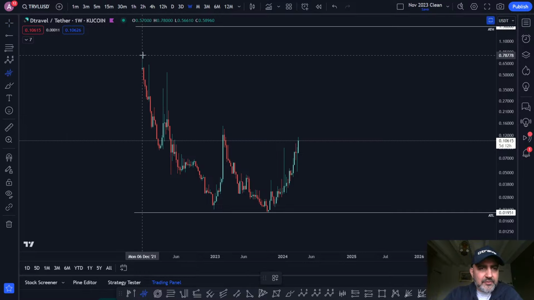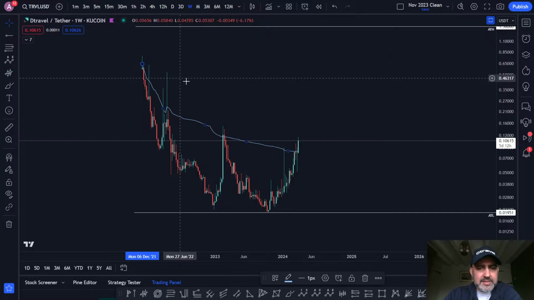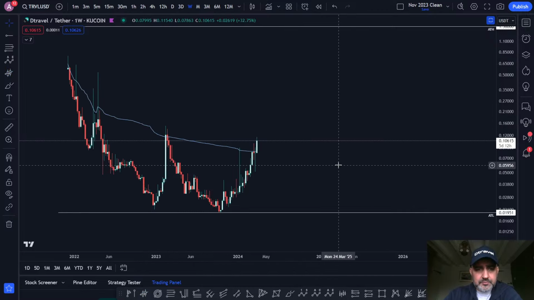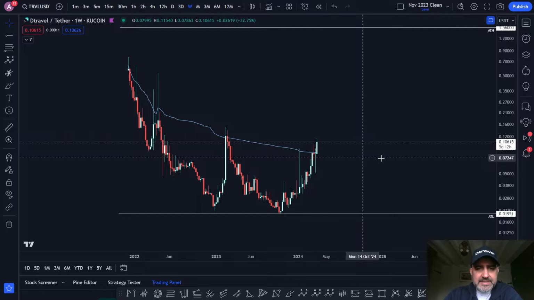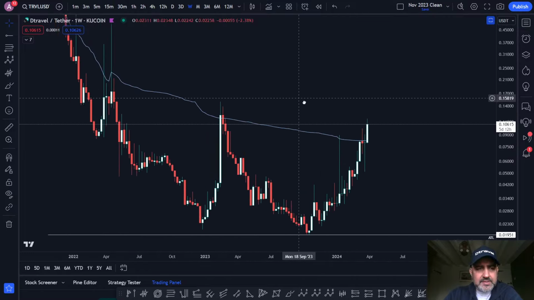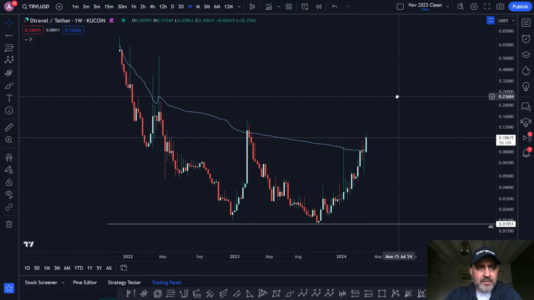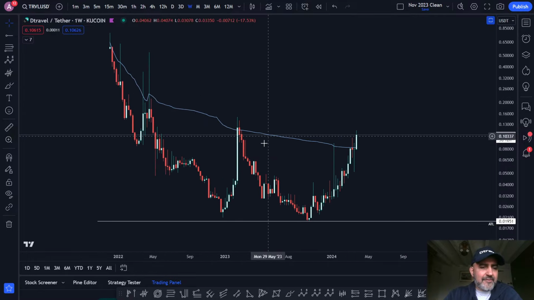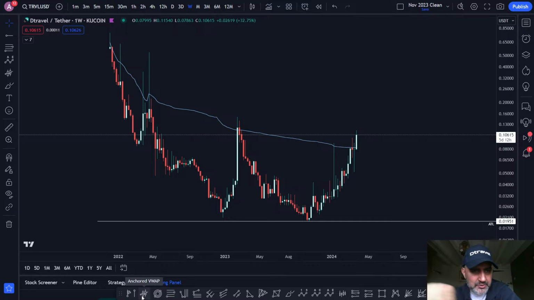I'm going to do one from the beginning here on the weekly time frame, and you can see what's happened. You can see that we've crossed the anchored VWAP, volume weighted average price. That's what it means. You anchor it at the start point, and it just tells you the average volume as the candles print.